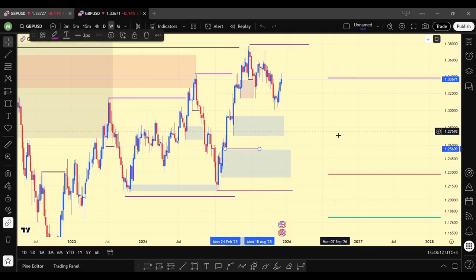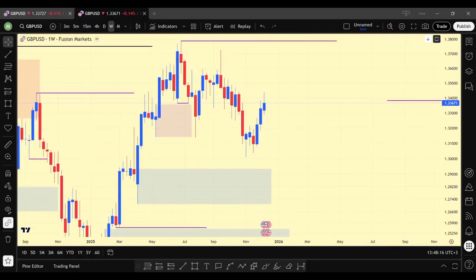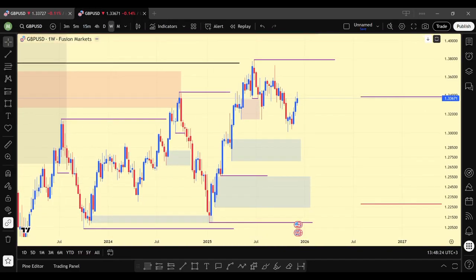Okay, so now I have marked my valid zones, and something interesting in here: I can see that price has taken out this high and made a break of structure. But anyway, we will be seeing it on the daily time frame. Right now we are done with the weekly. So now to see if price will be continuing buying.